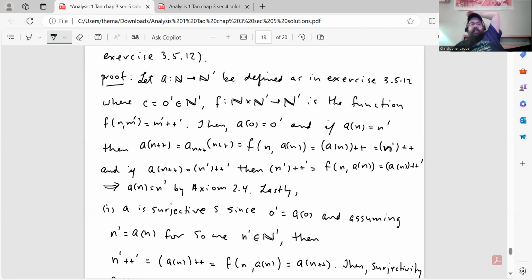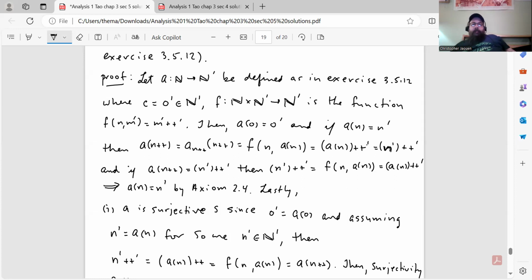Sorry, this is so hard to say. A of the successor of little n is equal to A sub the successor of little n evaluated at the successor of little n. This is the way that we defined A in the previous problem, if you remember, which is equal to f of n, A n, which is equal to A of n plus plus, which is equal to n prime plus plus. Sorry, there's a typo here. This should be, whoops, prime n prime.